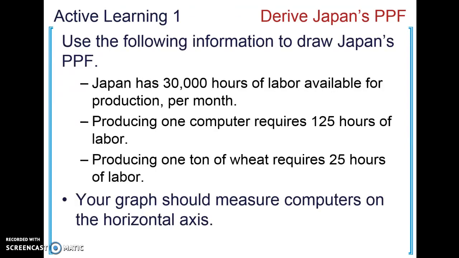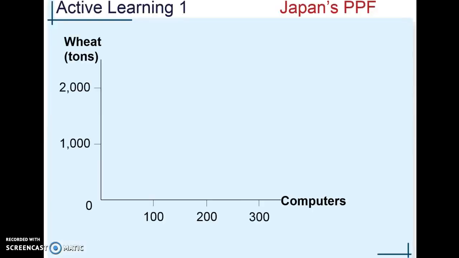I want you to take a look at this first active learning assignment. You're going to use the following information and you're going to draw the PPF for Japan. Your graph is going to measure computers on the horizontal axis.